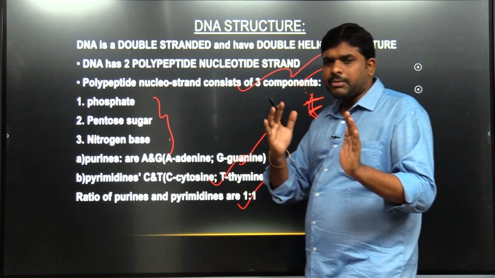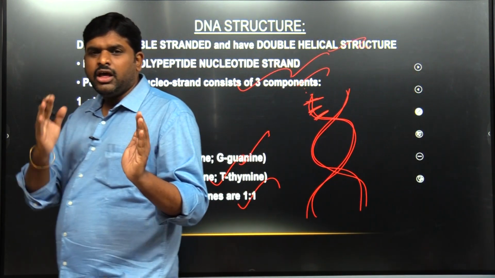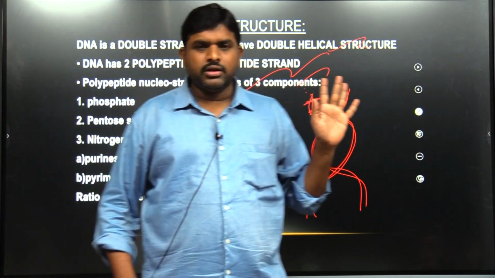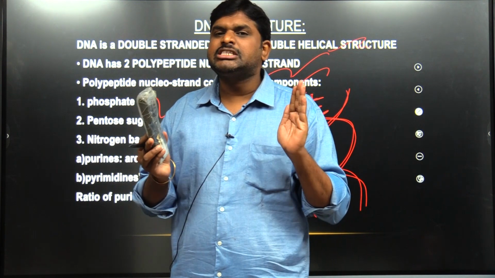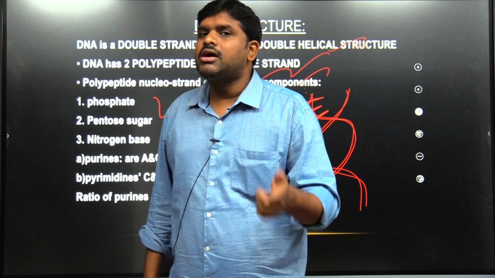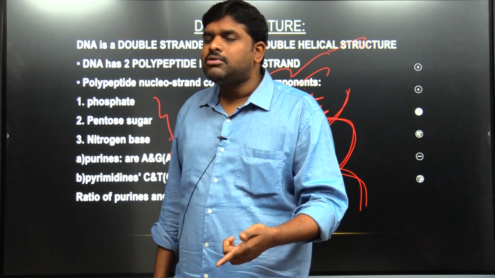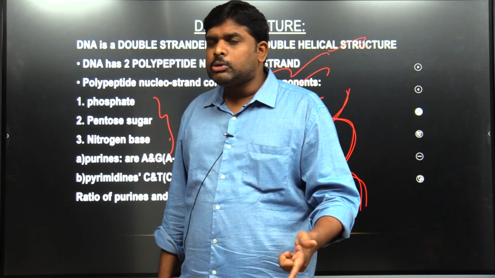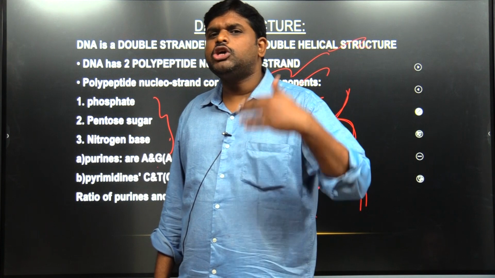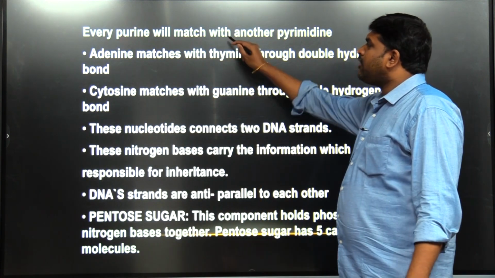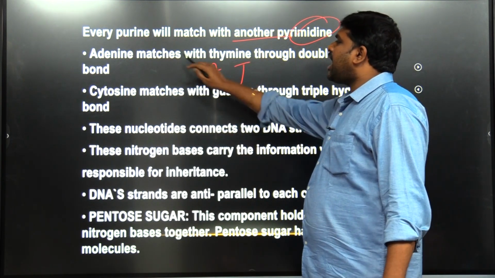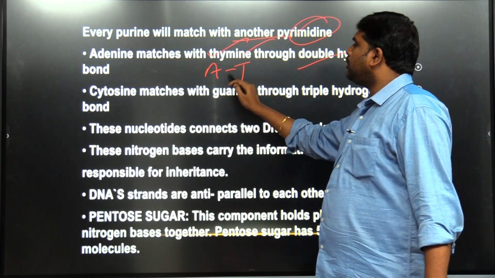The ratio of purine and pyrimidine: 1 purine will match with another pyrimidine, 1 pyrimidine will match with another purine. So the ratio of purines and pyrimidines will be 1:1. Then only proper pairing will take place. When there is proper pairing, it is called DNA. If improper pairing, DNA abnormality. DNA abnormality, gene abnormality. Gene abnormality, chromosomal abnormality. Chromosomal abnormality, cell abnormality. Cell abnormality, tissue abnormality, organism abnormality. Every purine will match with a pyrimidine. A with T, adenine matches with thymine through a double hydrogen bond.